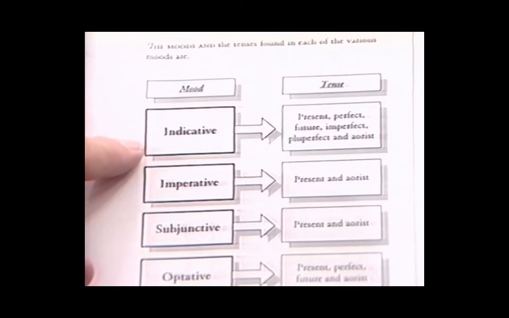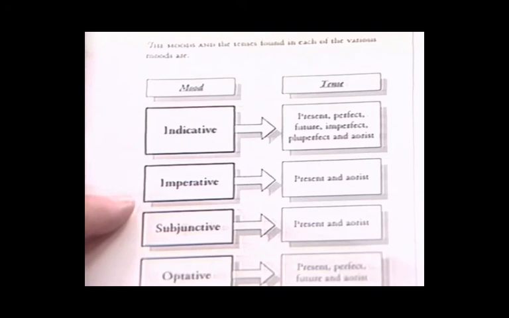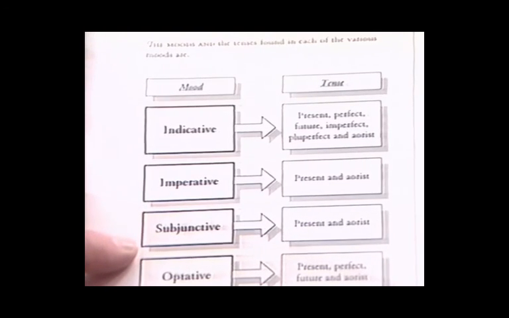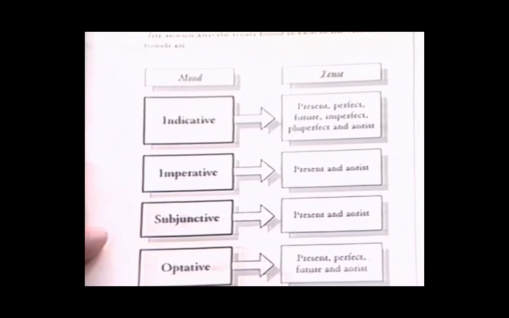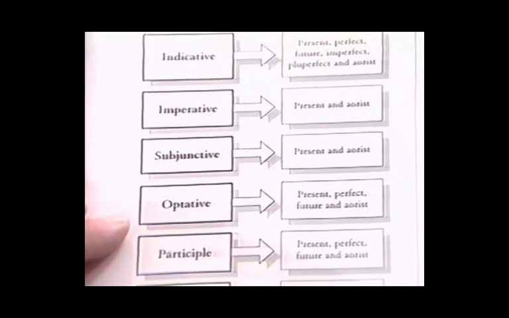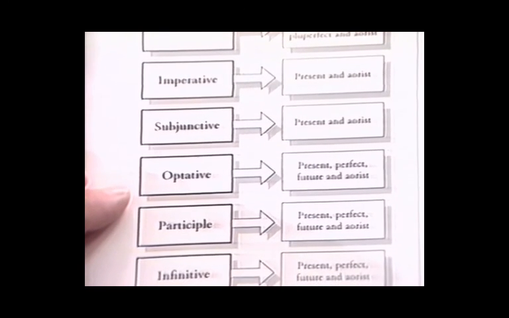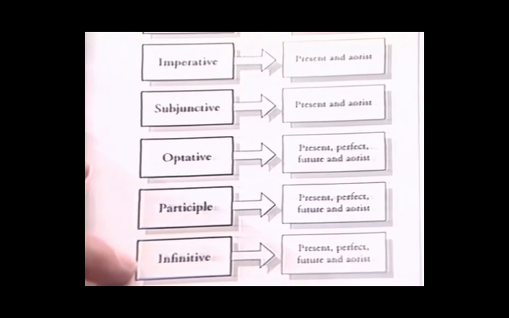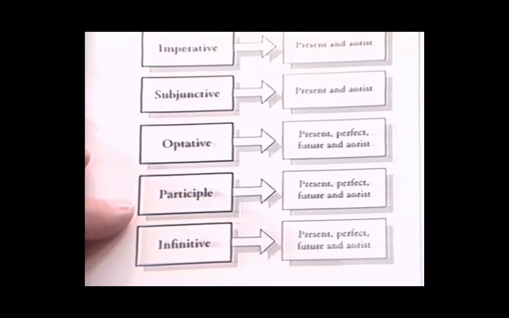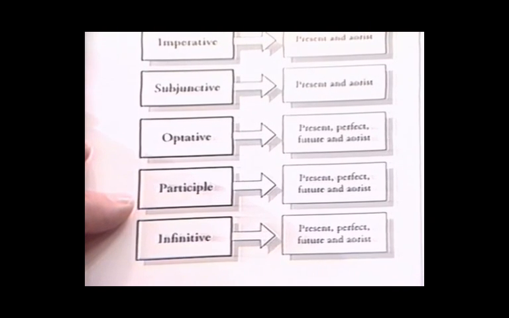In the indicative mood, we find all 6 tenses used: the present, the perfect, the future, imperfect, pluperfect, and aorist. In the imperative and in the subjunctive moods, we find only 2 tenses, the present tense and the aorist. In the optative mood, we have the present, perfect, future, and aorist tenses. And in the participle and in the infinitive, we have the present, perfect, future, and aorist tenses.